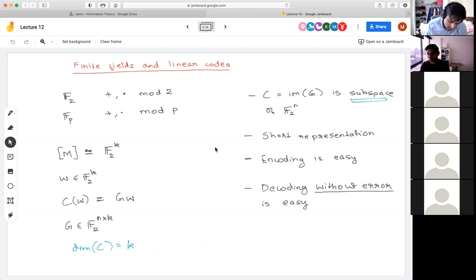Is that okay? Here I'm not using anything about it being a code. I'm just saying that's what a subspace is. You can look at a basis for a subspace and put them in columns of a matrix. But then the nice thing is, storage is very easy, because I don't need to store the entire code book. I just store this matrix G, which is called the generator matrix of the code.